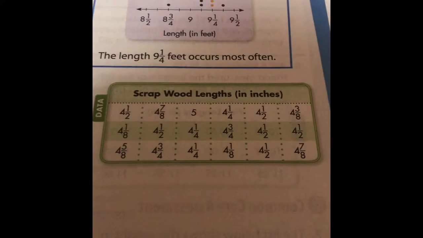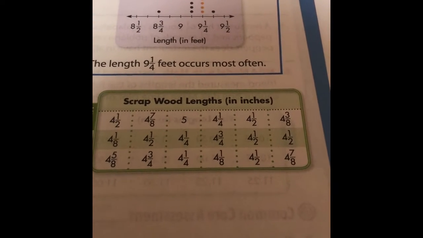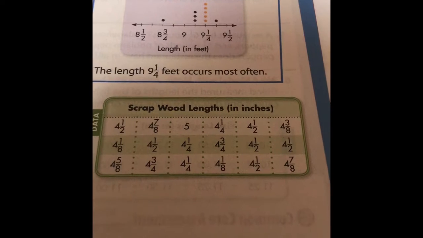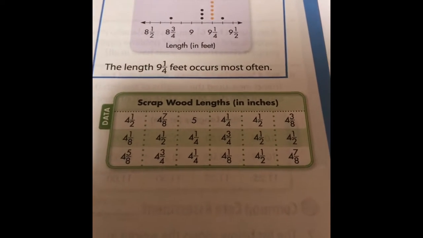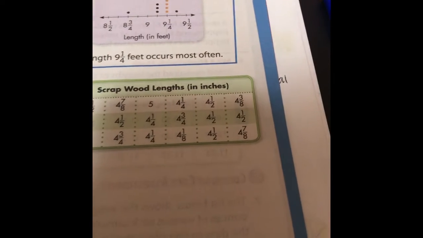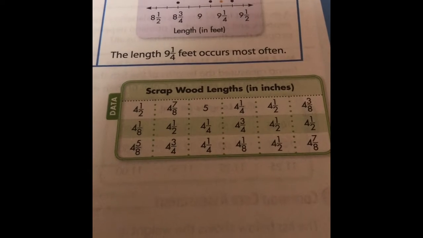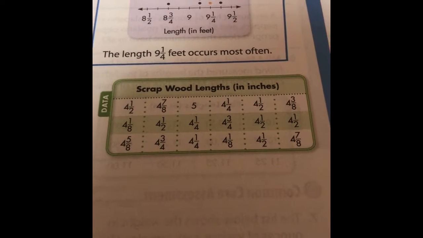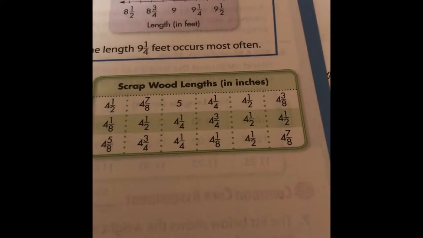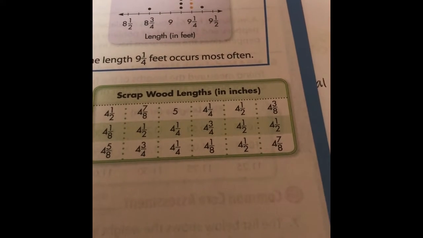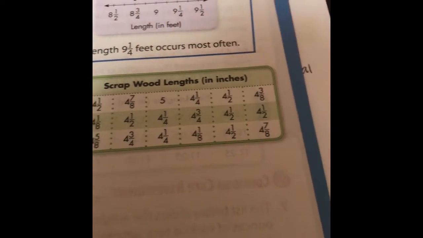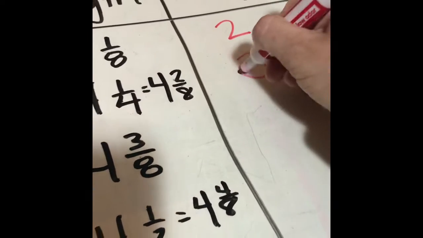Okay, so basically you have to go on here and you have to count. How many 4 1/8 do you see? 1, 2. Okay, so I see 2. How about 4 2/8? 2/8 is the same thing as 1/4. So I'm looking for 4 1/4. And I see 1, 2, 3. I see 3. So I'm just going to put a 3 here.